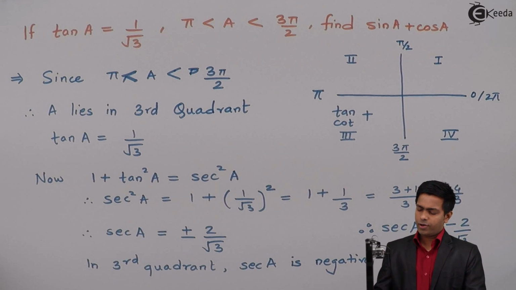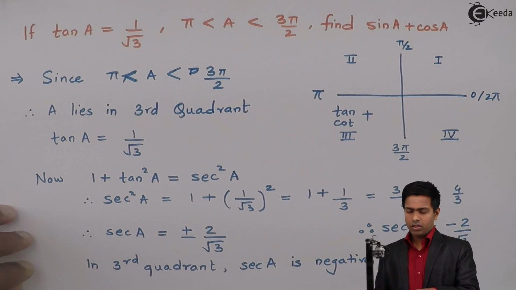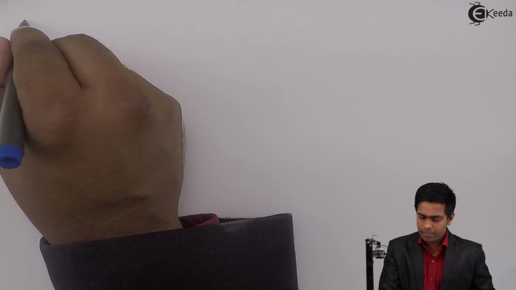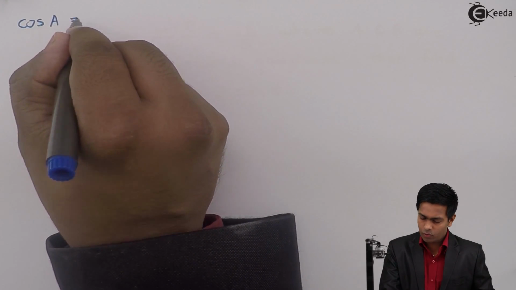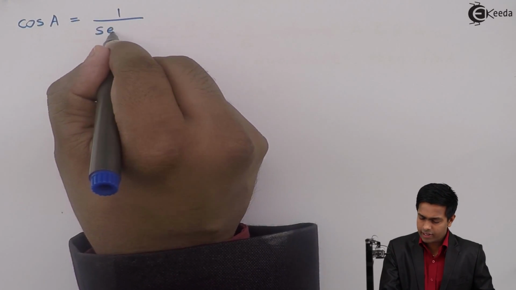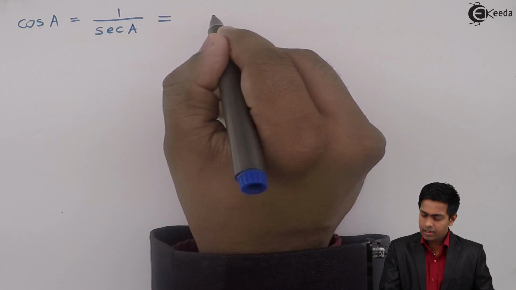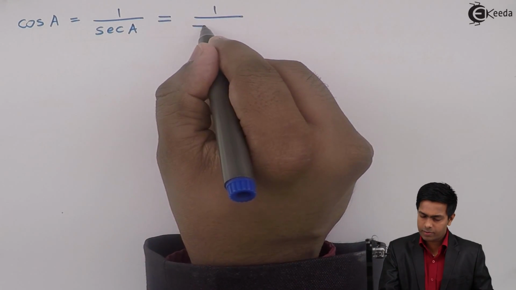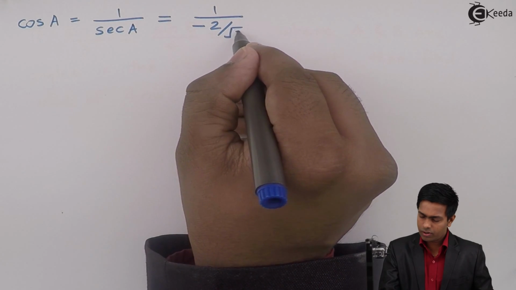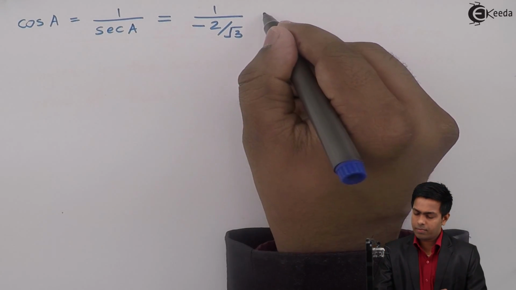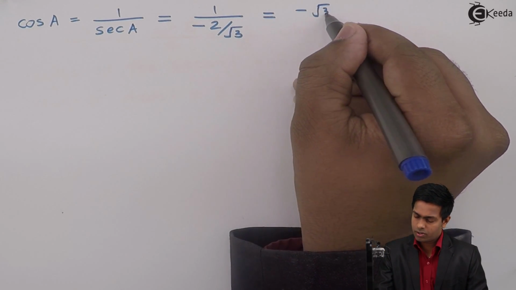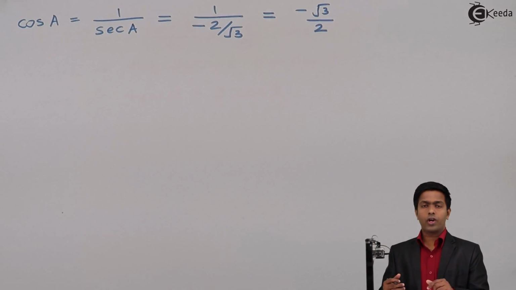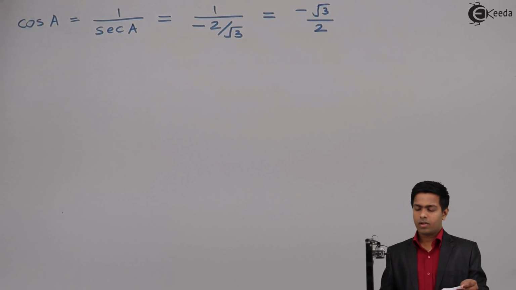Now from this value of sec I can find out the value of cos, because we know that cos of A is equal to 1 upon sec of A, and the value of sec of A that we got is minus 2 by root 3. So this will become minus root 3 upon 2. So we got the value of cos A.